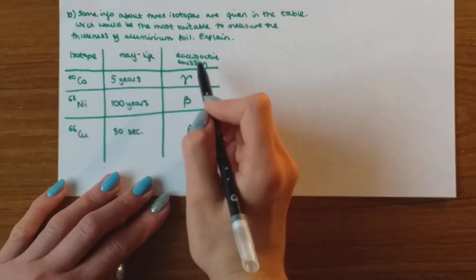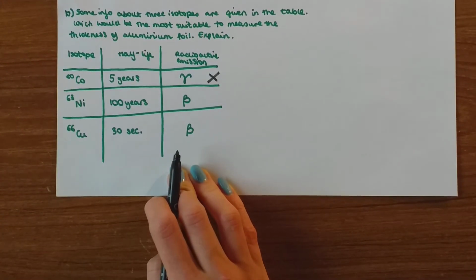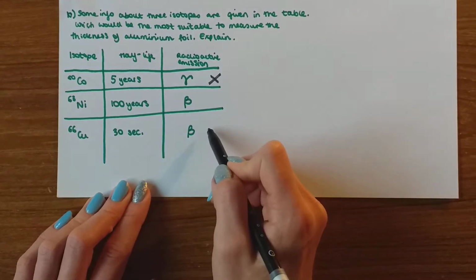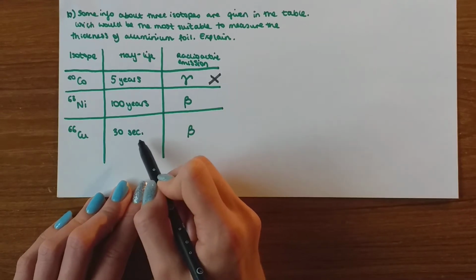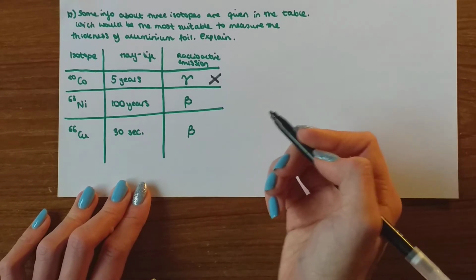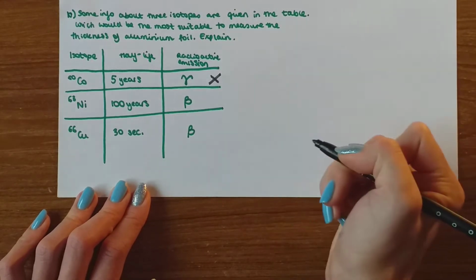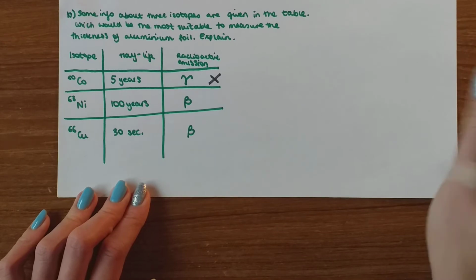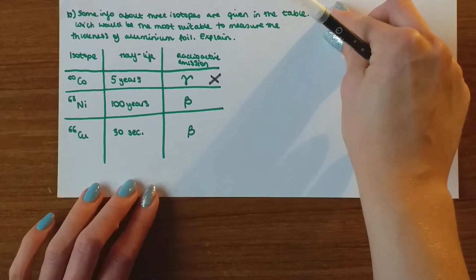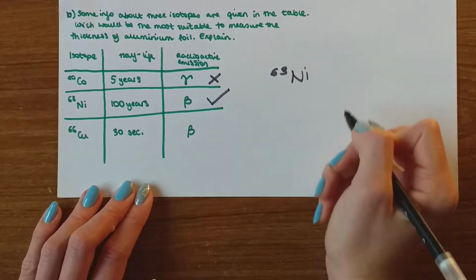So gamma radiation would straight away be a no for us, because it would just pass through the aluminium foil without being detected. We've got 2 betas now. One of them is 100 years and the other one is 30 seconds, sorry. We need to have enough time for the detector to detect it. Because after 30 seconds, it might just be gone. Even though the thickness would be right, the detector wouldn't have enough time to detect the beta radiation. That's why we would choose nickel-63.